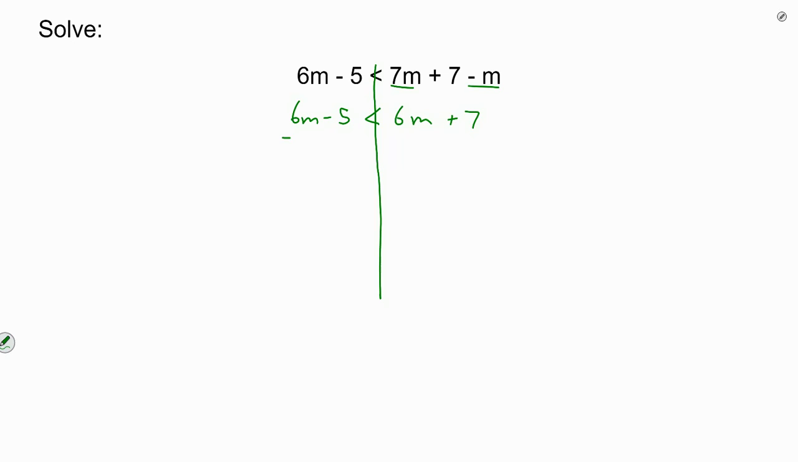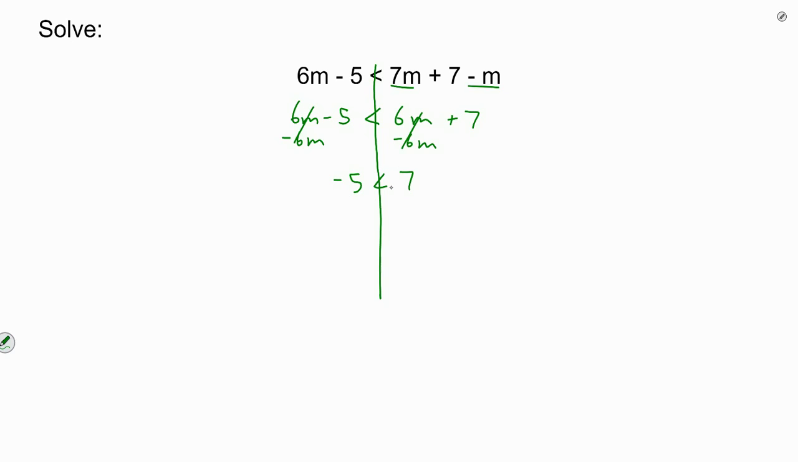Then I go ahead and I move my 6m, so that cancels out. So I have negative 5 is less than 7. Now for this problem, we've canceled out our m's, and we see negative 5 is less than 7. Now, is this a true statement? Yes, it is. So this problem isn't a no solution problem.